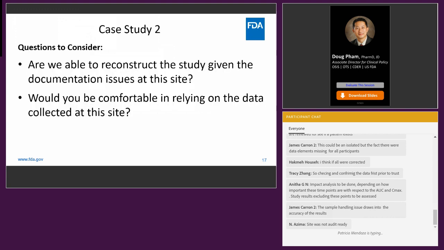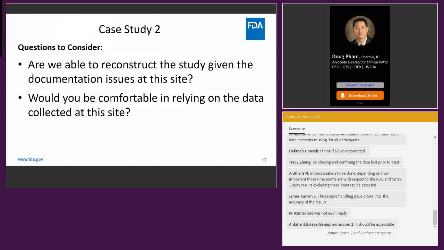As we think about the issues, please consider the following. Are we able to reconstruct the study given the documentation issues? Would you be comfortable relying on the data collected at the site? Let's pause for a few minutes and talk through some of these concerns.